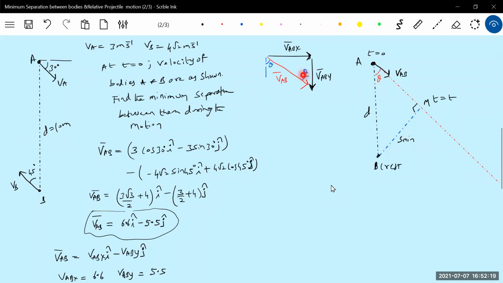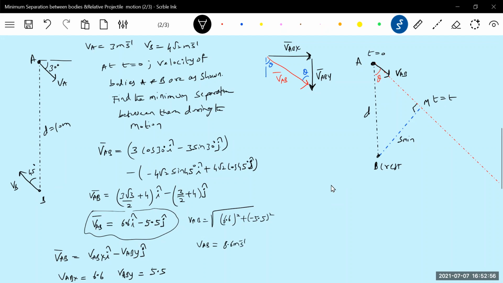The theta can be determined from this particular formula. So how to get theta? For that we should also know VAB. Anybody got the value of VAB? 8.6. Sure, it will come that much, 36 and 25, 8.6. Okay, good.